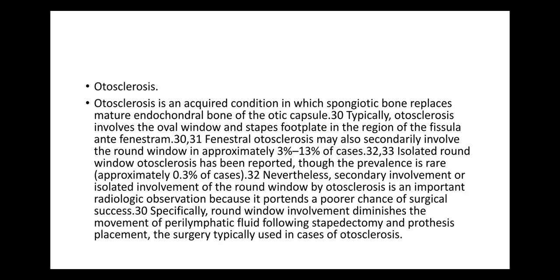Otosclerosis. Otosclerosis is an acquired condition in which spongiotic bone replaces mature endochondral bone of the otic capsule. Typically, otosclerosis involves the oval window and stapes footplate in the region of the fissula ante fenestram. Fenestral otosclerosis may also secondarily involve the round window in approximately 13% of cases. Isolated round window otosclerosis has been reported, though the prevalence is rare.